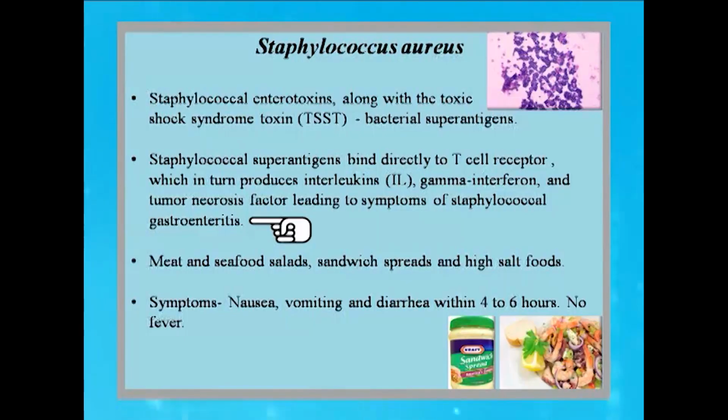ultimately leads to gastroenteritis. Now this contamination of Staphylococcus aureus can be found in meat, seafood salad, sandwich spreads and high salty foods, and therefore it causes the poisoning of the food. The symptoms are normally nausea, vomiting and diarrhea within 4 to 6 hours. However, there is no fever in this case.